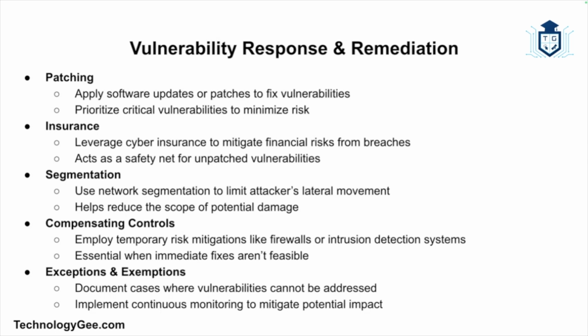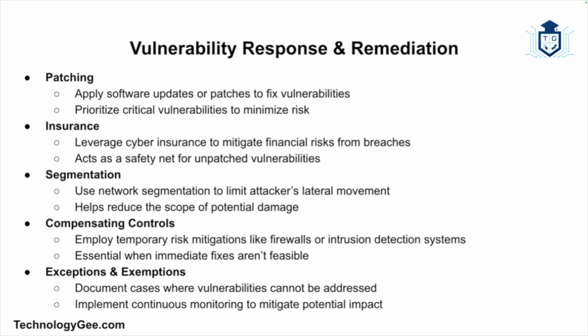So you want to apply software updates or patches to fix vulnerabilities, and you want to prioritize patches for critical vulnerabilities. Then we have insurance. So cyber insurance can mitigate financial risk associated with breaches caused by unpatched vulnerabilities. Next thing we have is called segmentation. So network segmentation limits an attacker's ability to move laterally within the system, which reduces potential damage.